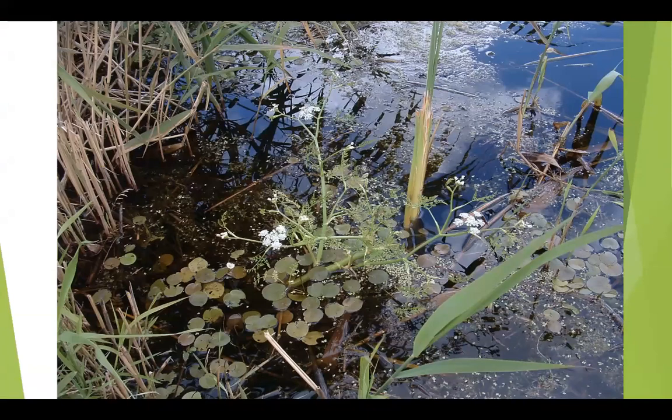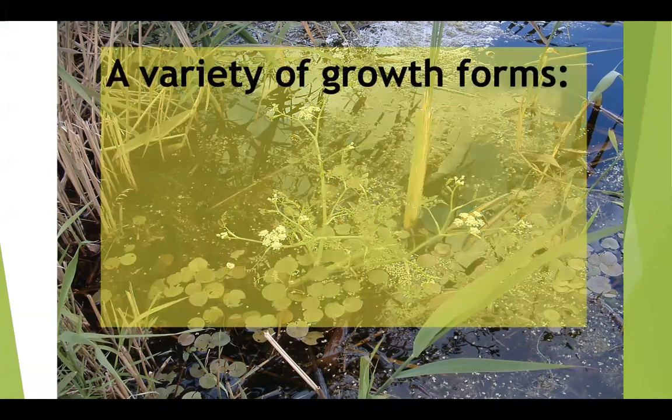If you look at this picture here, you could quite easily pick out a dozen, 15, if not more species. So you can see how even in a very small area, you've got a very diverse range or mix of aquatic plants.